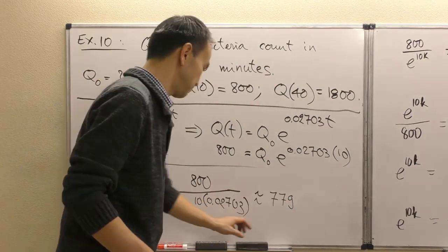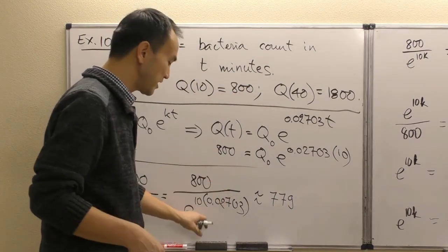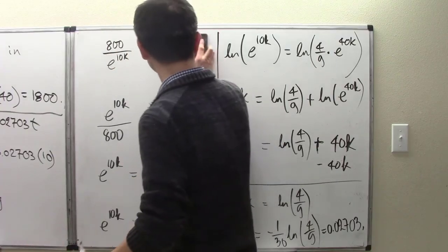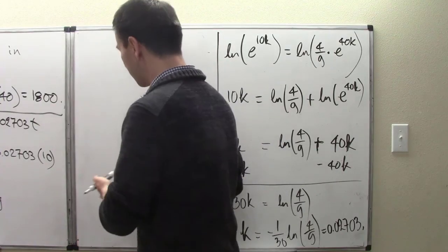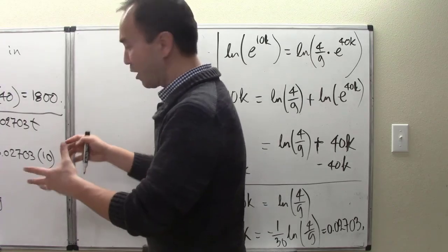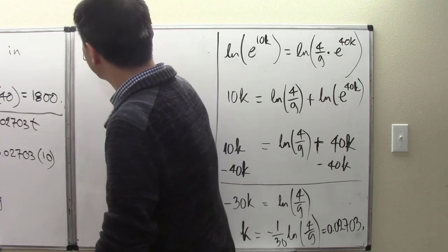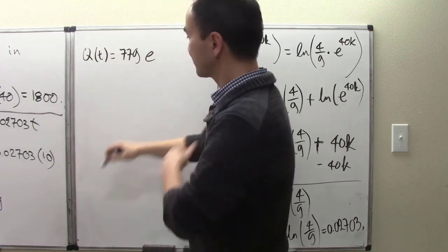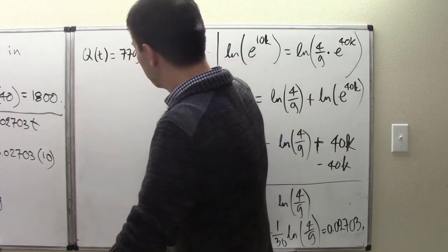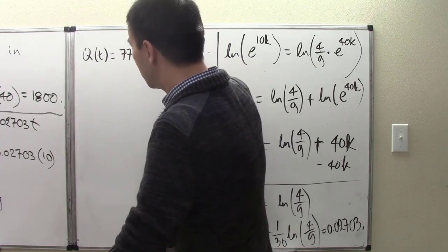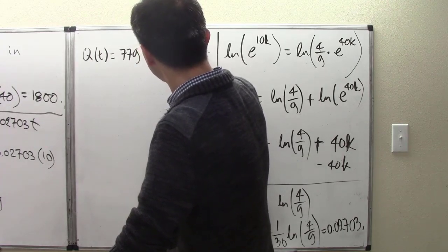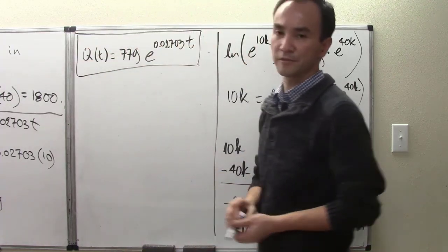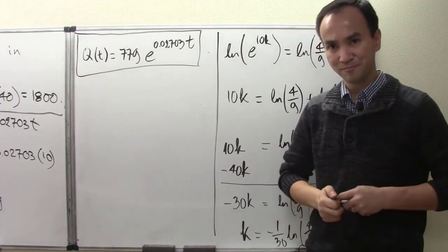So now I'm going to get to my other board and write down the complete equation. All right, so now our continuous growth model here is q of t equals 779 times e to the 0.02703 t. That is our function right there, our continuous growth model.